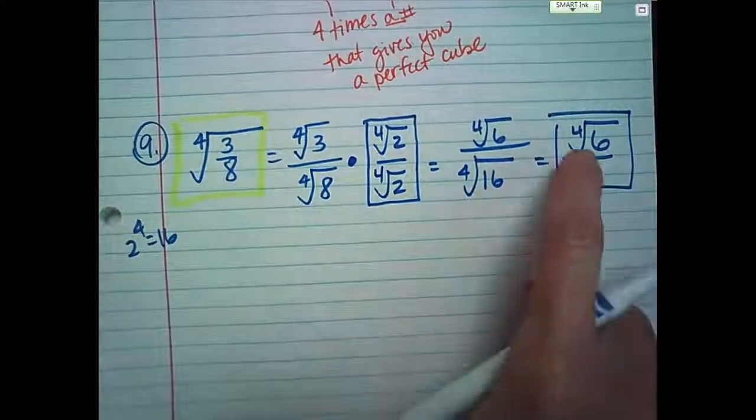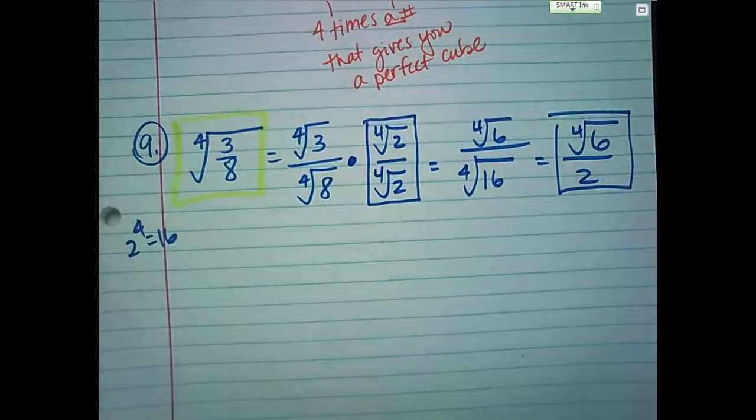Be careful. Be sure your 4 is really close to the radical and up high. You don't want it to look like 4 times root 6. It's the 4th root of 6.